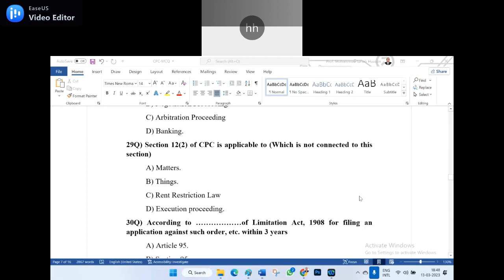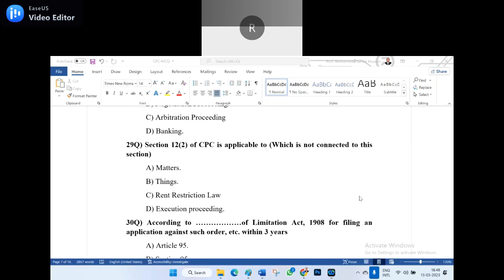Now the 29th question. Section 12, subsection 2 of the CPC is applicable to, which is not connected to this section, means odd man out. A, matters. B, things. C, rent restriction law. D, execution proceedings. Shoot. One I fabricated, other three are relevant.